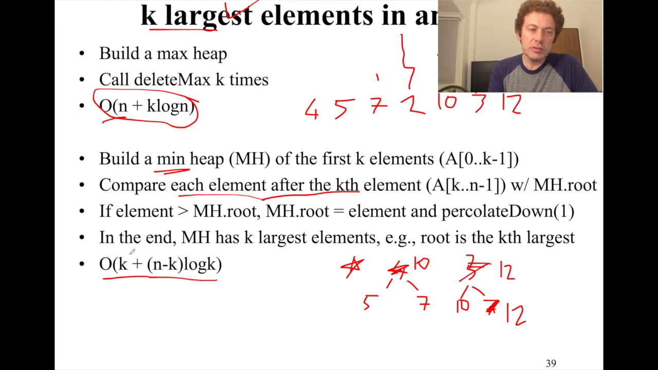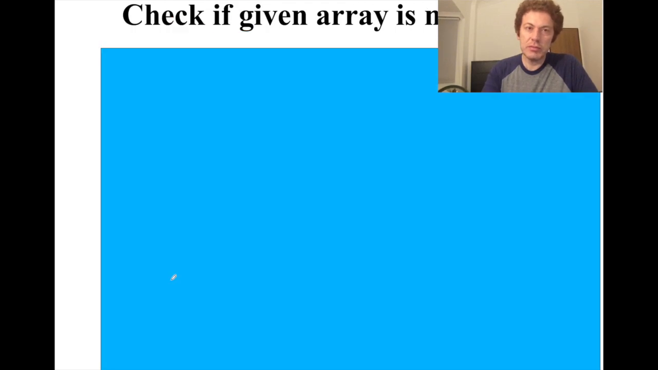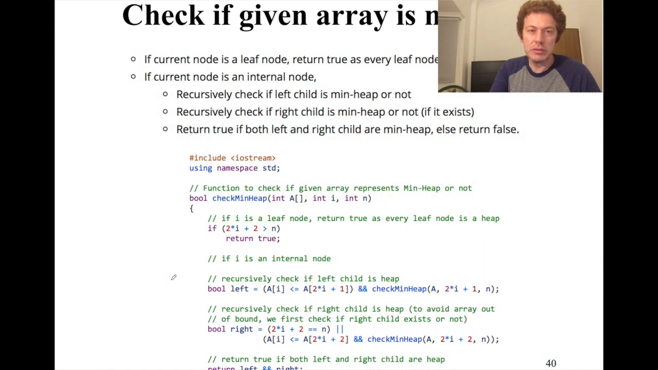So build a heap of size k, and I will do a move down, O(log k) operation, n minus k times. One. Check if a given array is a min heap. So this smells like recursion, I guess. Yeah. So recursively check if the left child is a min heap or not.